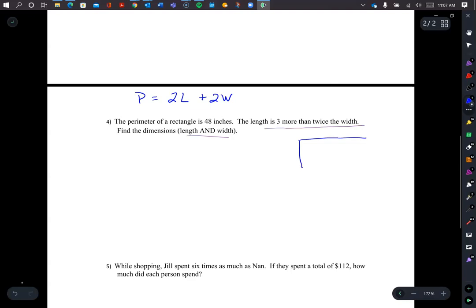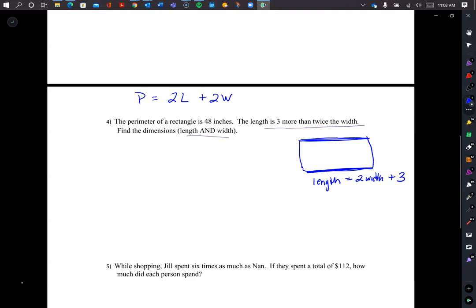So we have the length, I'm going to say, is these 2 sides here, top and bottom. The length equals 3 more than twice the width. So twice width plus 3. So I'm kind of condensing that down. Then the width, I'm just going to write here on the side. That's this panel here.